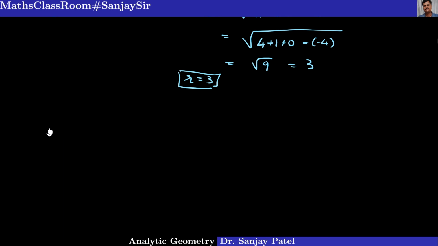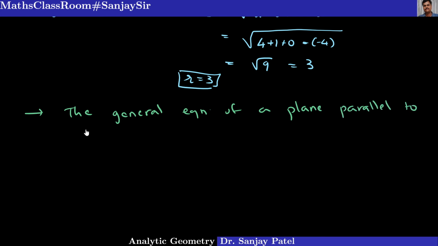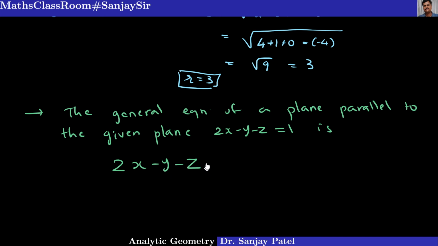Let me write that first. The general equation of a plane parallel to the given plane. This given plane is fixed. So the given plane 2x minus y minus z is equal to 1 has these coefficients, 2x minus y minus z, which remain the same. We just write is equal to k, where k is any real number. Let me call this number 1.